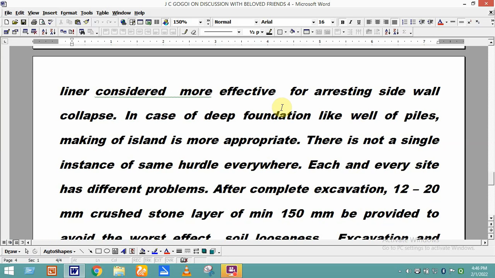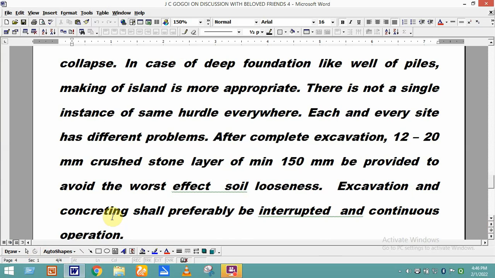So in case of river foundation, underwater foundation, after complete excavation, a 12-20 mm crushed stone layer of 150 mm shall be provided at the bottom to avoid the worst effect of soil looseness.